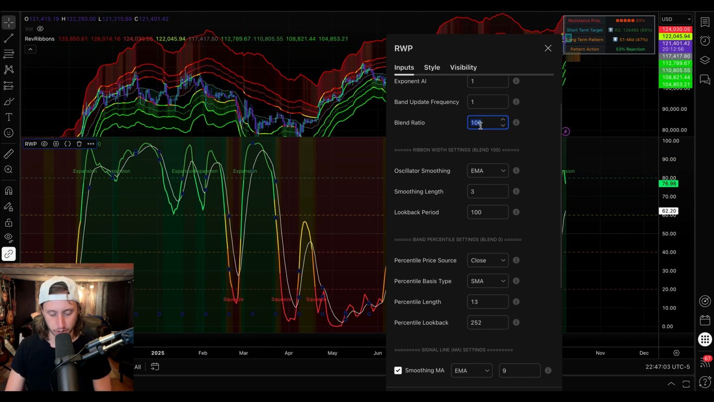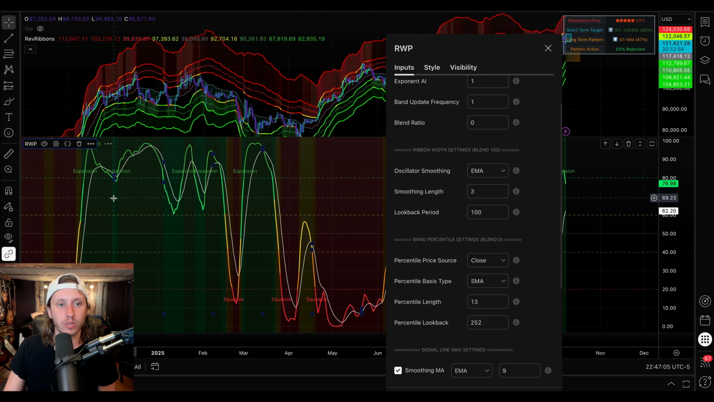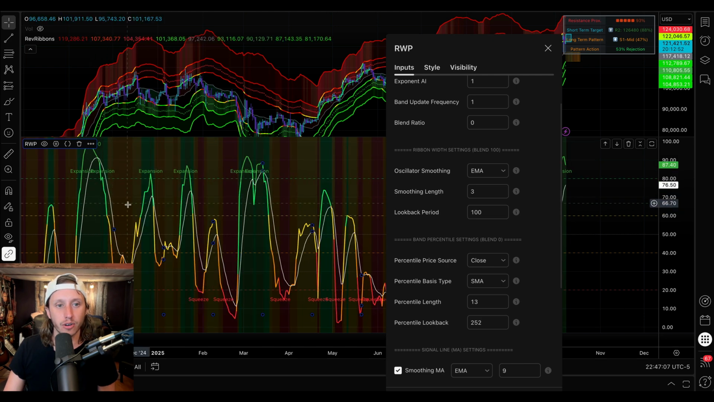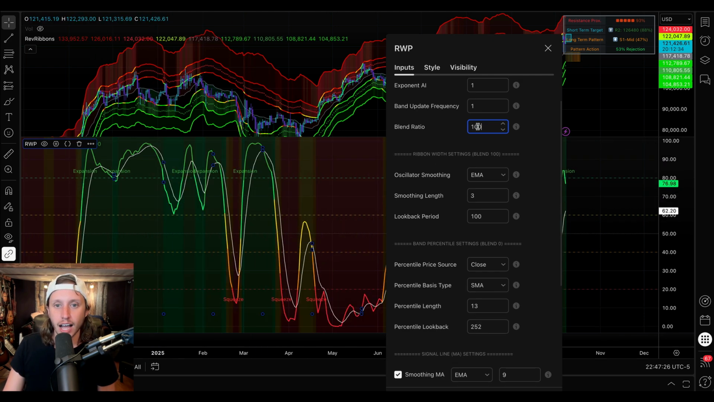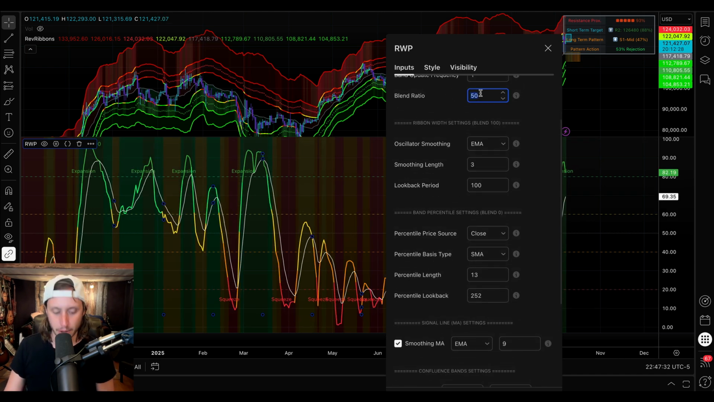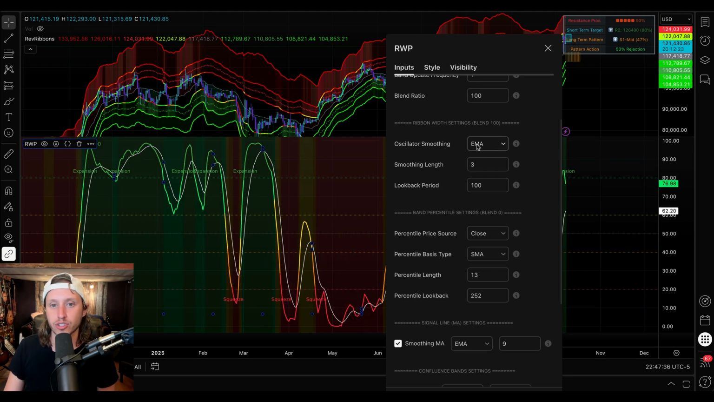If we go down to even 0, this one's going to be a lot faster. So very spiky, very fast. I like to keep it not super low, maybe around 50 or even up to 100. Let's go back to 100 and keep going from here. So then we have our oscillator smoothing type and length. You have all your different smoothing moving average types. Then you have your length.